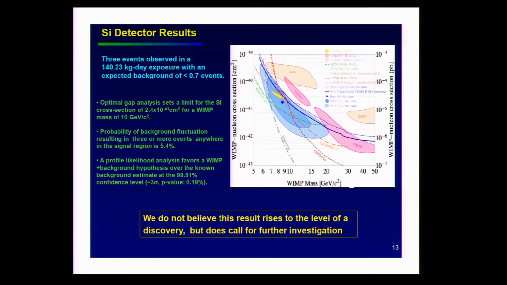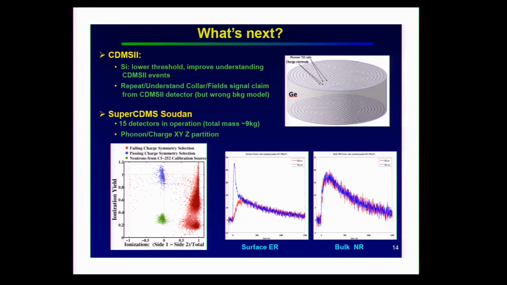So what can we say about these 3 events? First of all, we can set a limit, which by itself is already incompatible with the DAMA result. Also, a profile likelihood analysis favors a WIMP plus background hypothesis over a background-only hypothesis at the 3.3 sigma level. This does not rise to a discovery, but it does call for further investigation, and we may actually be running silicon detectors in the future.